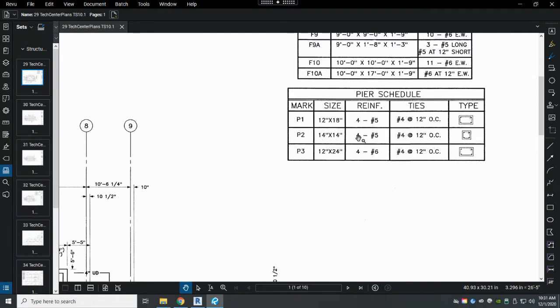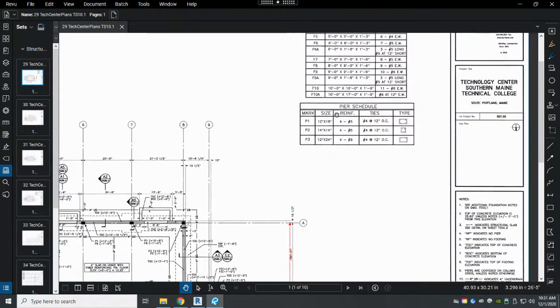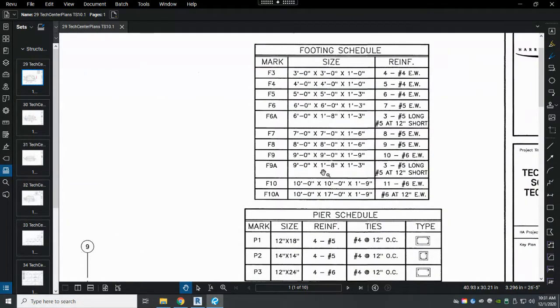Okay. What does F8, negative 1 foot stand for? So we know F stands for footing, P stands for pier. So if we go to our plans, let's look for F8. F8 is an 8 foot by 8 foot by 1 foot 6 footing. And we're going to write here a depth of negative 1 foot 0 inches from top of slab, because top of slab, remember, is our 0 feet, 0 inch datum.